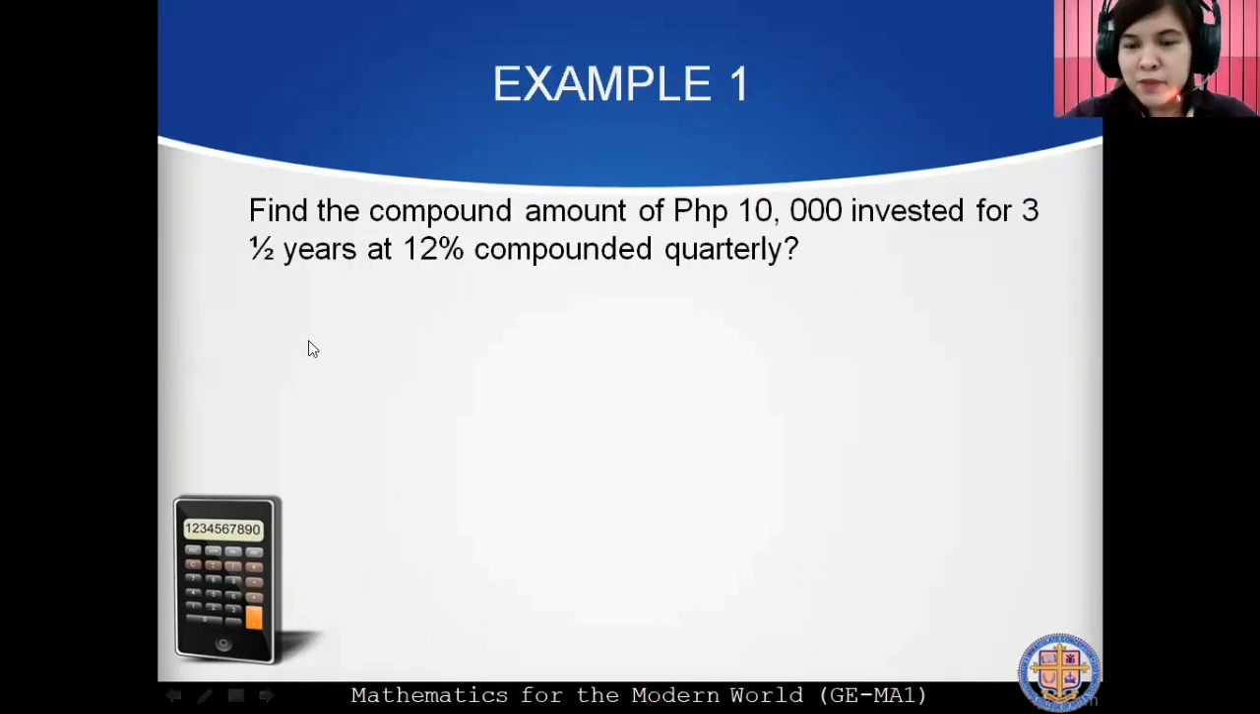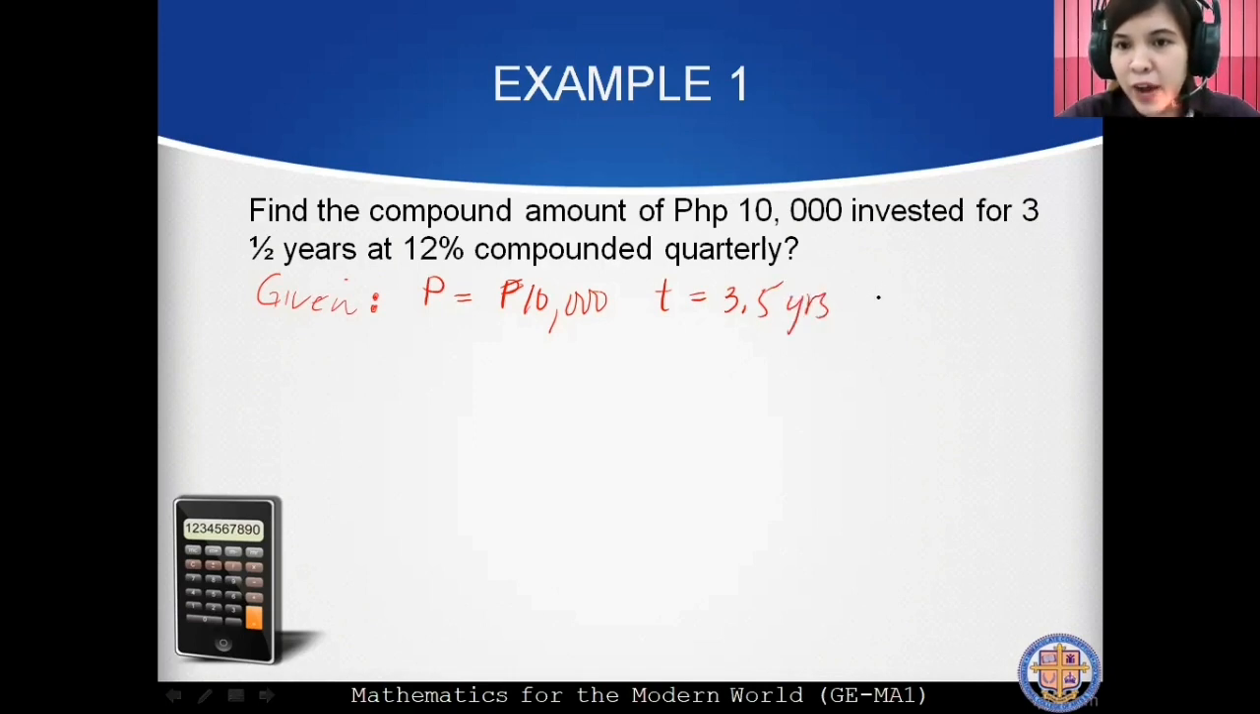Let's say, for example, number 1: find the compound amount of 10,000 pesos invested for 3.5 years at 12% compounded quarterly. First things first, you need to write all your givens. We have the following given: 10,000 pesos invested, so that is our principal. So, P is equal to 10,000 pesos. Then, time is 3.5 years. So, let us just write 3.5 years, because we know that 1/2 is just equal to 0.5.